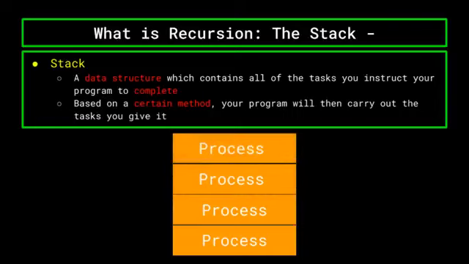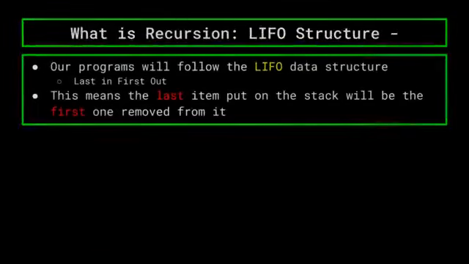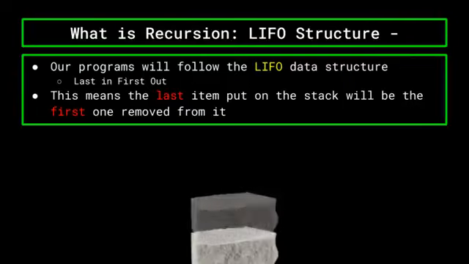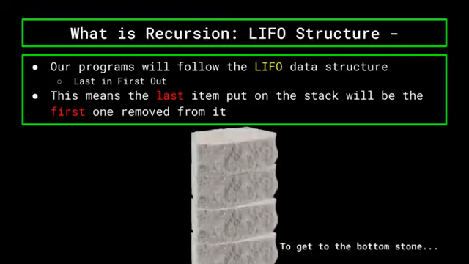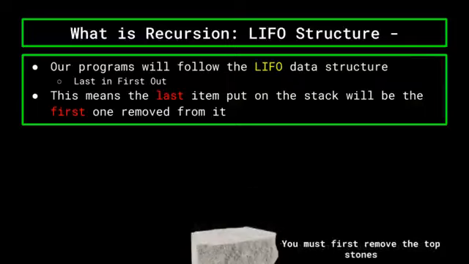Programs we write will follow the LIFO structure. For those unfamiliar with accounting, LIFO means last in, first out, or the last item put on the stack will be the first one removed from it. Essentially, every time you ask your computer to complete a task, that task is added to the stack, and will be the first one to be resolved. Think of it like a stack of stones. You can keep adding stones on top of your pile, but in order to get to the one at the bottom, you must first remove all the rocks on top of it.